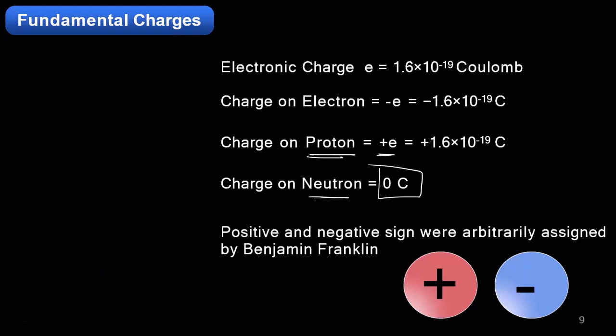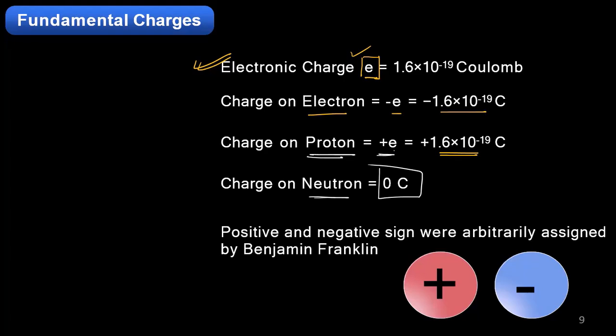Now what is the value of e? e is nothing but the electronic charge, equal to 1.6 × 10^-19 coulomb. Similarly, the charge on an electron is -e, that is -1.6 × 10^-19 coulomb. And the electronic charge is given the symbol e. So e stands for what?